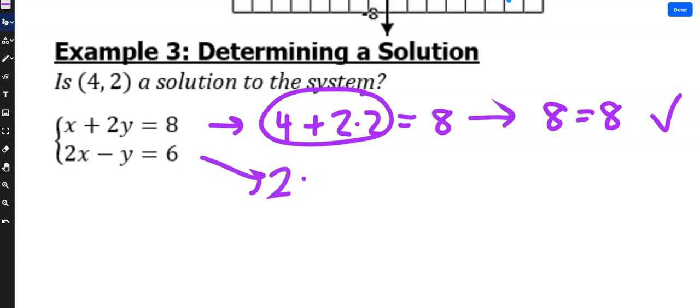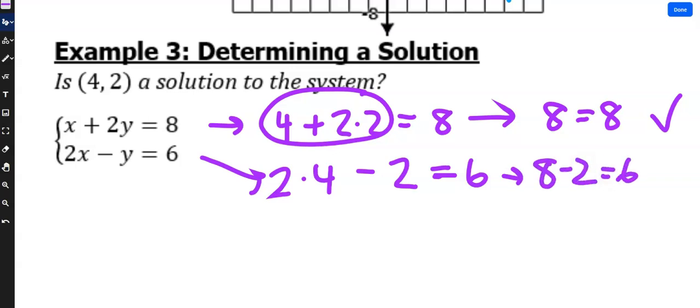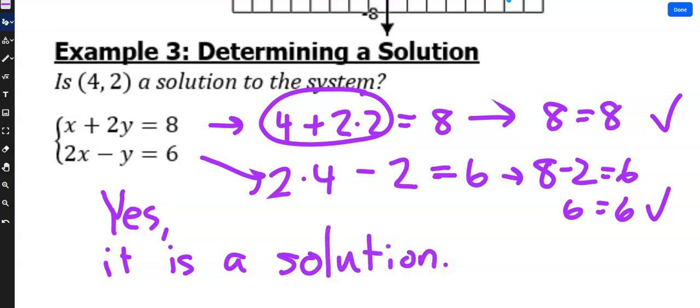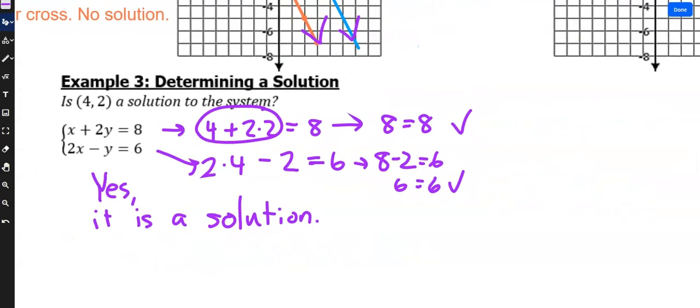I got 2 times 4 minus 2 equals 6. That would be 8 minus 2 equals 6. That's 6 equals 6. That is a good solution. So yes, it is a solution. So that's the algebra stuff that you can do. So not too complicated. You're just plugging it in to see if it gives you the same result. All right, let's go to the next one.